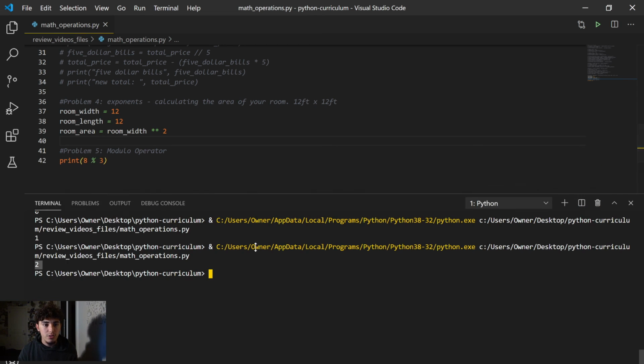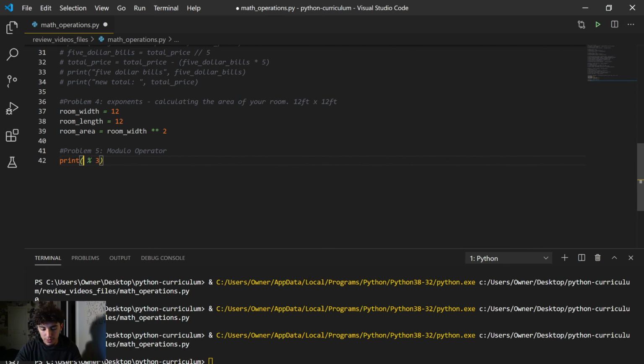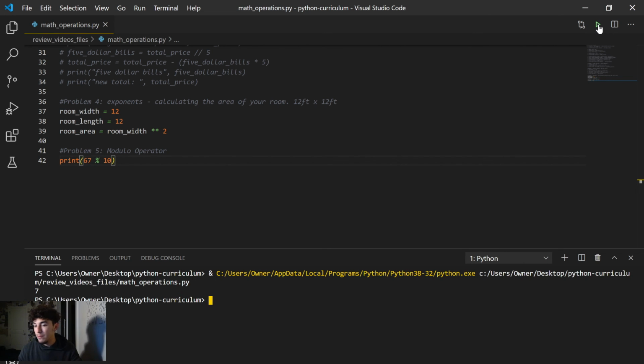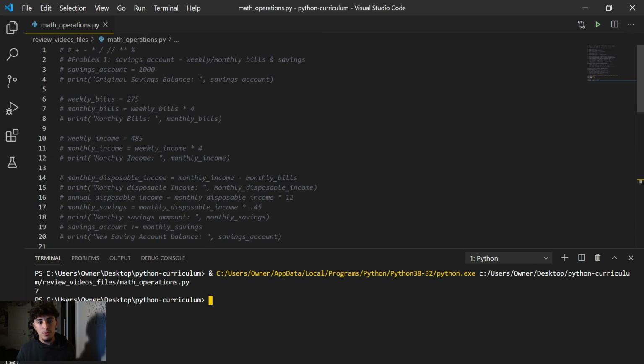And you could do this with any 2 numbers. We could do, I don't know, we'll try something crazy. 67 modular 10. So 10 goes into 67 6 times with a remainder of 7. So if we run this, we should get 7 as our remainder. Cool. So that's it. So yeah, those are all the main math operations.